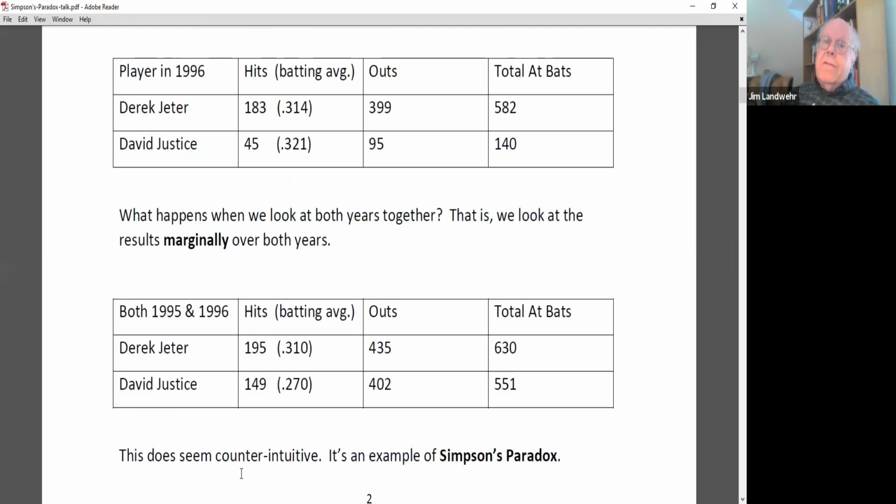Seems counterintuitive. Justice hit better in 95, Justice hit better in 96. Considering 95 and 96 together, Jeter hit better. Well, this is an example of Simpson's paradox. It is as simple of an example of Simpson's paradox as I have come across, and easy to understand. Does anybody want to hazard an opinion as to why this happens here? Or do you follow me?